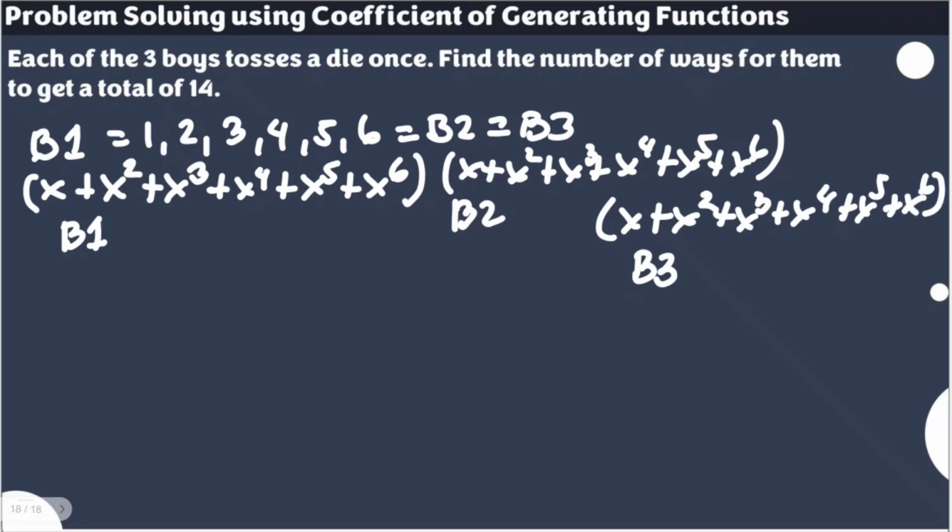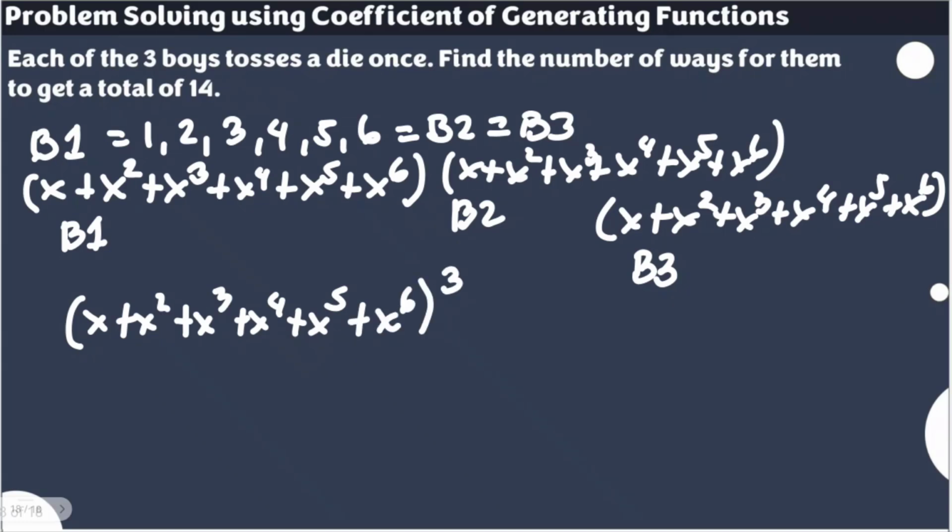In short, for all of them, because a fair die is tossed, we'll have 1, 2, 3, 4, 5, 6, the possibility of choosing all of these numbers once. There's no way that 1 to 6 will not be chosen in tossing the die. This would mean the generating function for all of them is x plus x squared plus x cubed plus x to the power of 4 plus x to the power of 5 plus x to the power of 6, with exponent of 3, because there are 3 boys.